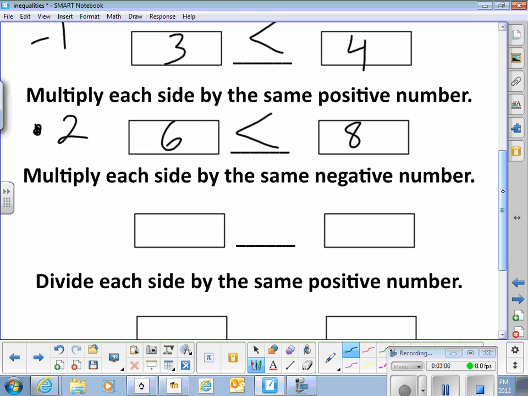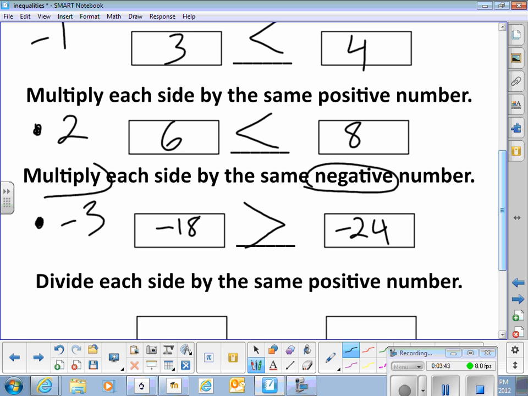Let's multiply by a negative number. Let's go negative 3. 6 times negative 3 is negative 18. 8 times negative 3 is negative 24. Well, negative 24 is less than negative 18. So we're going to write negative 18 is greater than negative 24. So if I multiply by a negative number, then the inequality sign changes directions.